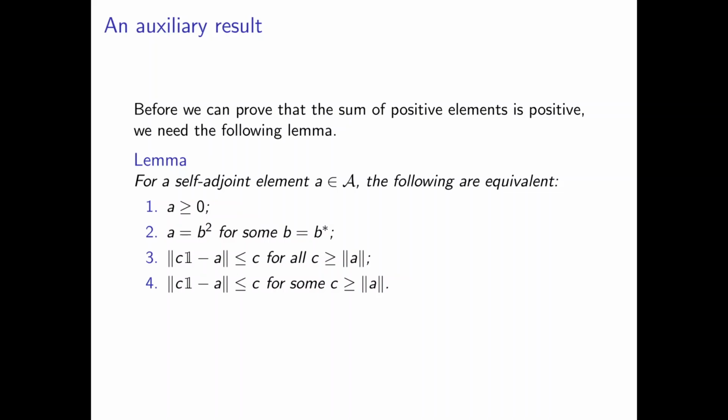The third condition states that if C is greater than the norm of A, then when we take the norm of C times the unit minus A, it is less than C. And this is true for every C that has this property here. And then finally we have the fourth condition, which is basically the weaker version of the third condition. So here we have for all, and here we have for some. So the fourth basically trivially follows from the third condition.